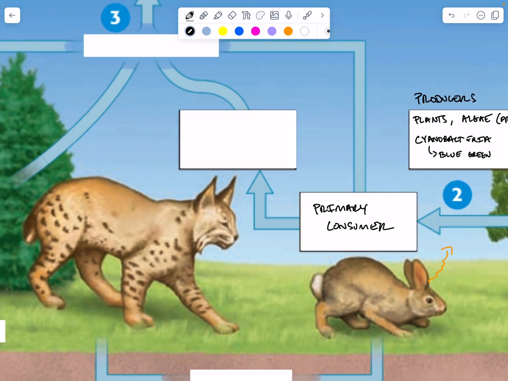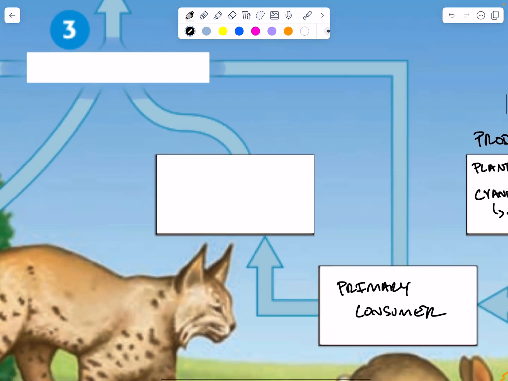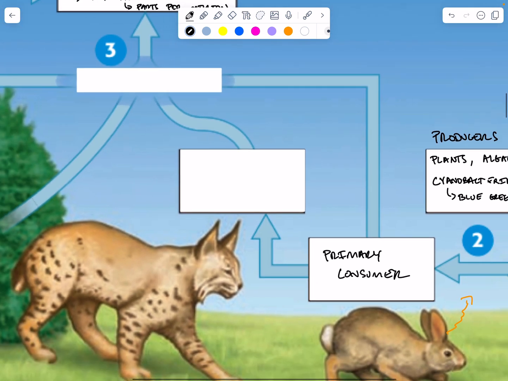A lynx is going to eat that rabbit, and then the sugar and the biomolecules that compose the rabbit are going to be passed on to the lynx, and some of that will become the body of the lynx, but 90% of that will be released, and the lynx will release heat as well as CO2. We'll talk about that in a second. So here we have higher level consumers.